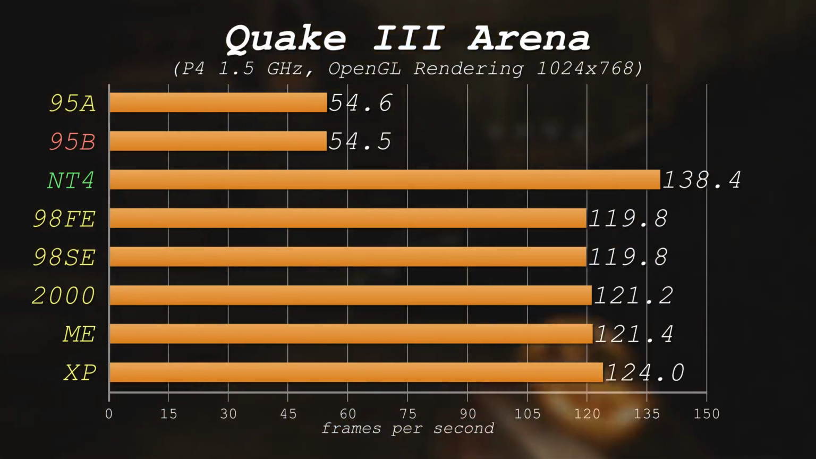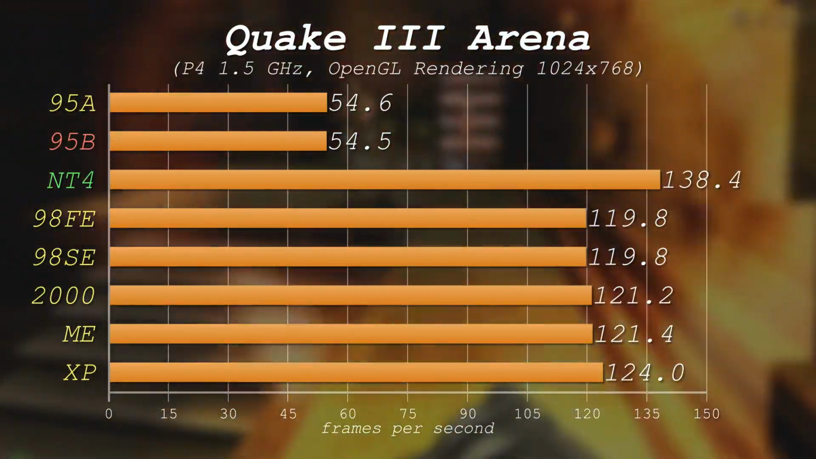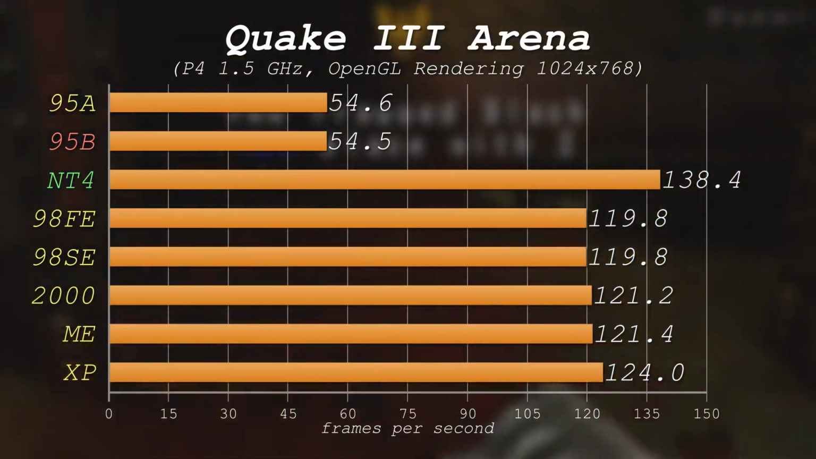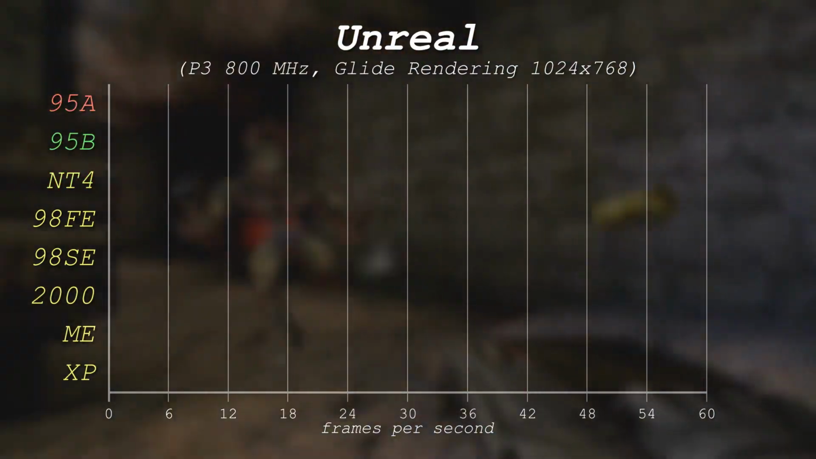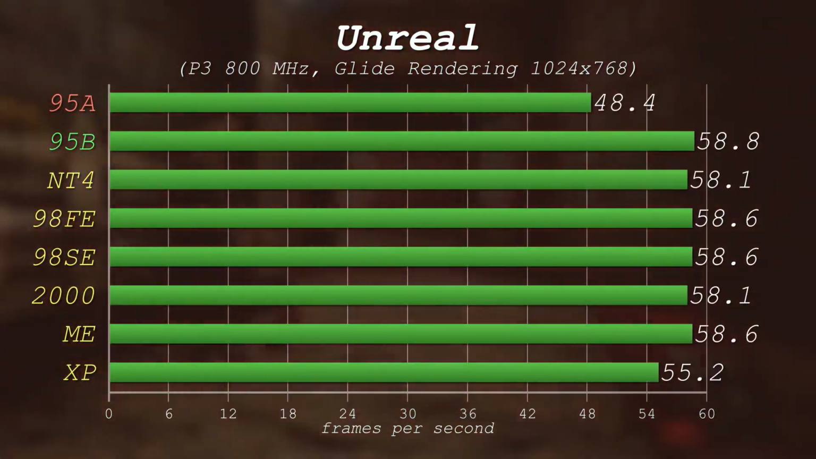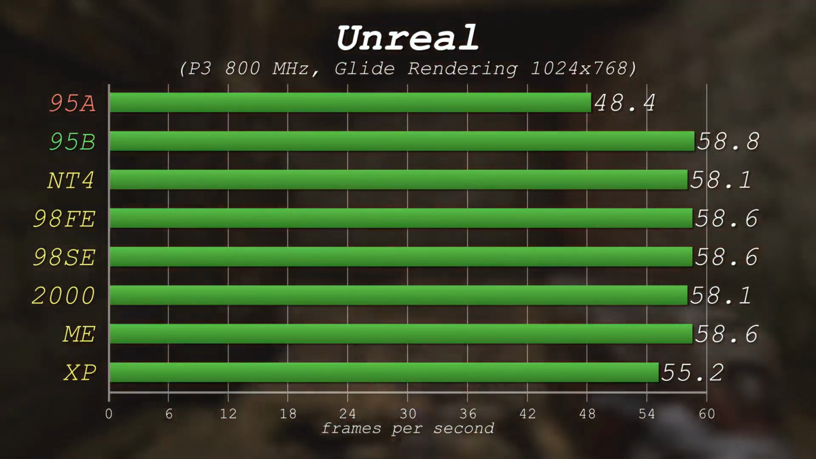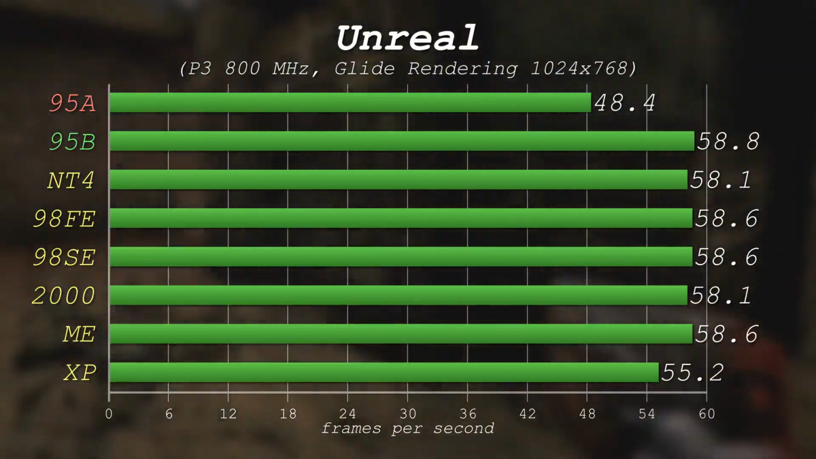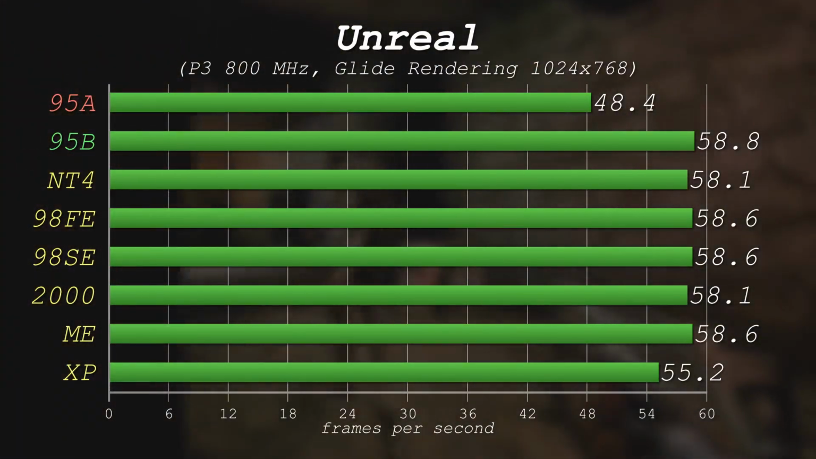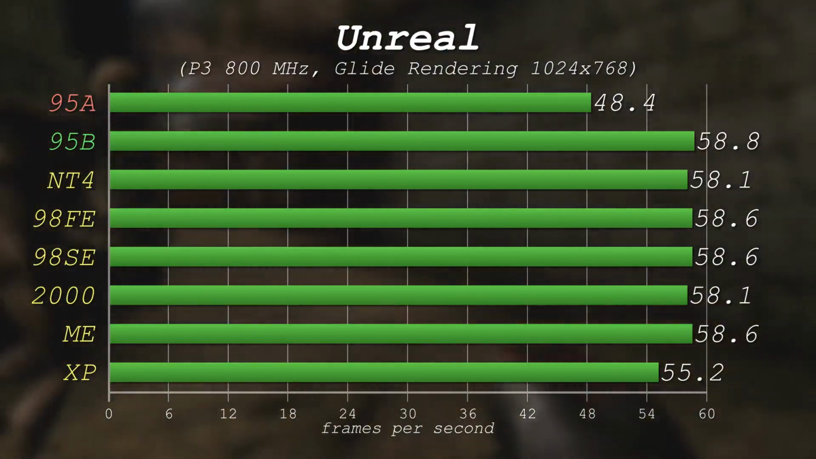It's rather striking to see that Windows NT 4 returns a higher frame rate than any other version, specifically for Quake 3 Arena. A good handful of versions of Windows can handle Glide rendering easily. If you happen to have a 3dfx card, it'll go with Unreal like bread and butter, as you can see from these results. Most Windows versions approach 60 frames per second at 1024x768.